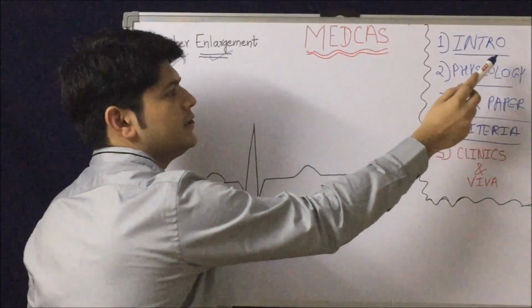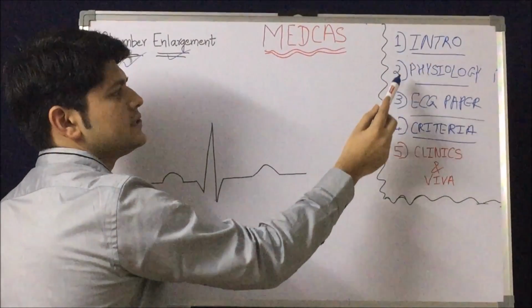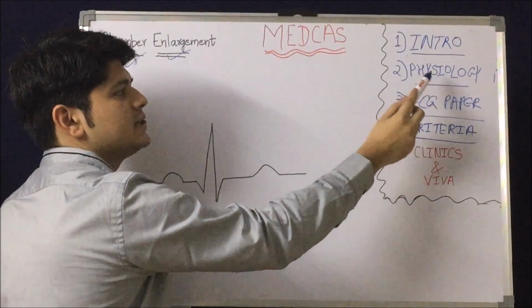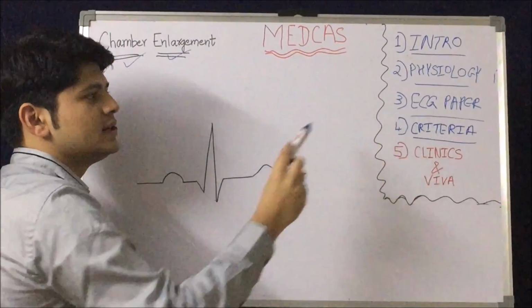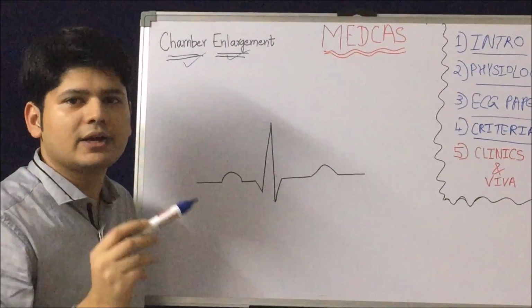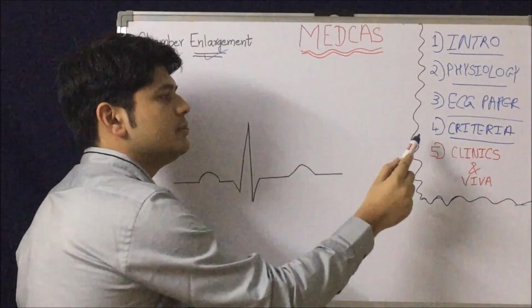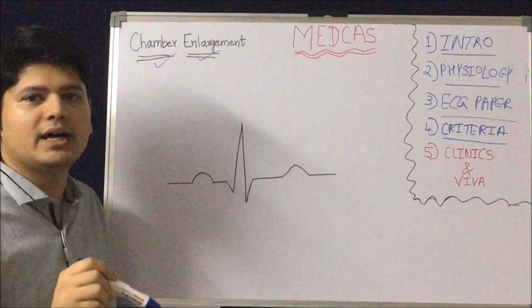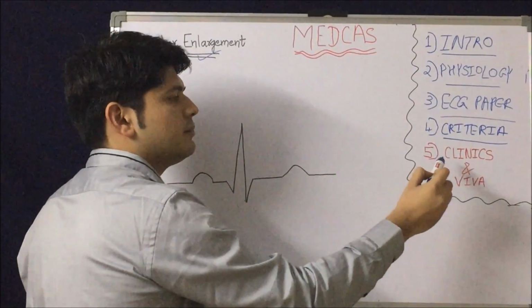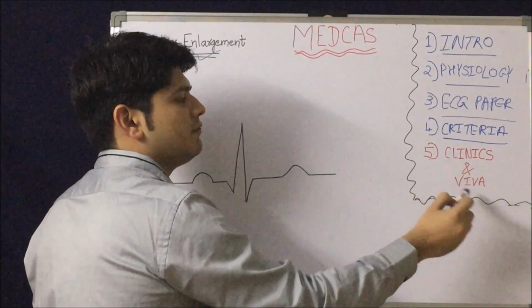First we'll give an introduction, how to decide about the chambers. Second, the physiology, how the chambers are reflected on the ECG. Third, ECG paper basics, how the ECG paper helps in recording the chambers. Next will be the criteria to decide whether the chamber is normal or enlarged, and at the end on PowerPoint we'll go over the clinics and viva.